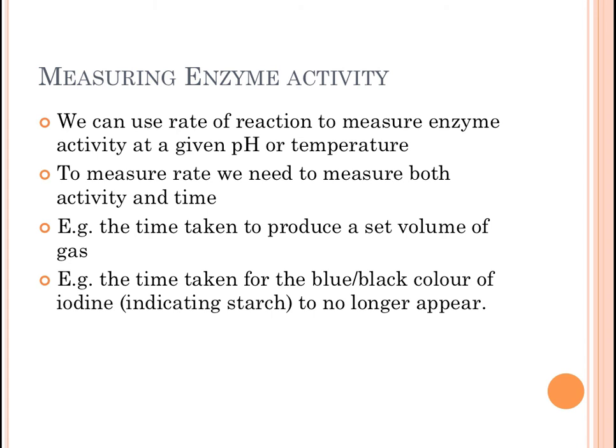We can measure enzyme activity and therefore measure whether it's becoming denatured or not using rate of reaction. To measure rate, we need to measure some way the activity and time. So we might measure how long it takes the blue-black colour of iodine to stop appearing, indicating that the starch has all been broken up, for instance. Or if our enzyme is producing a gas, how long it takes for that certain volume to be made.